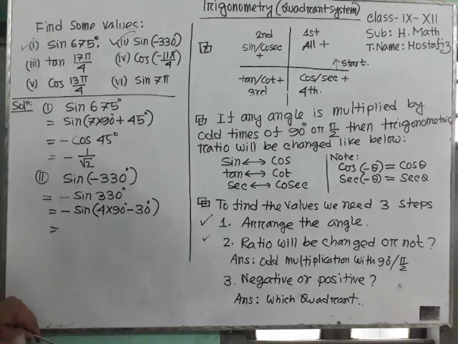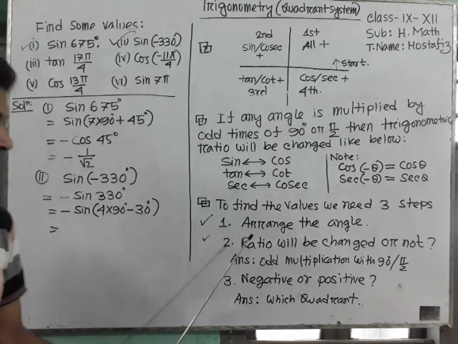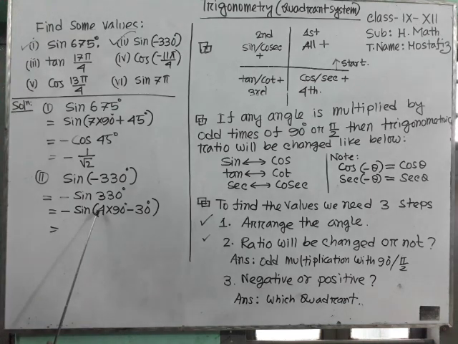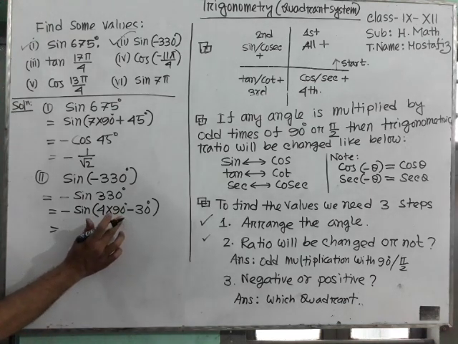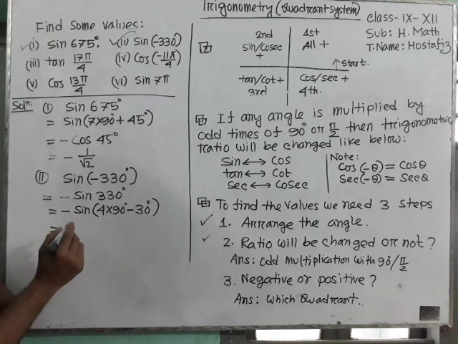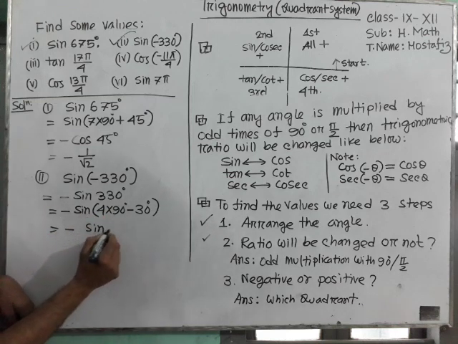Okay, I have arranged it, and now come to the second step, that is, whether the ratio will be changed or not. Here the ratio will not be changed because 90 degree is multiplied with an even number. I have told you when it is an odd number, then it will be changed, but in this case it is even, so it will not be changed. So minus sine 30 degree.